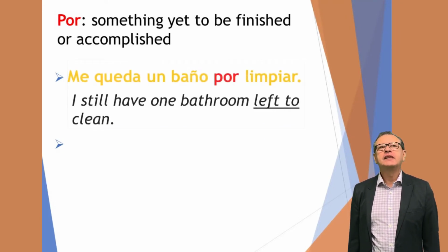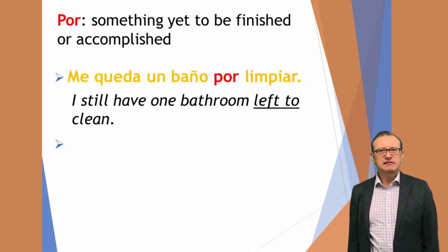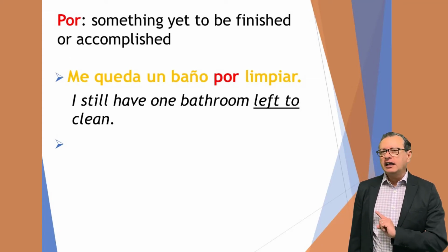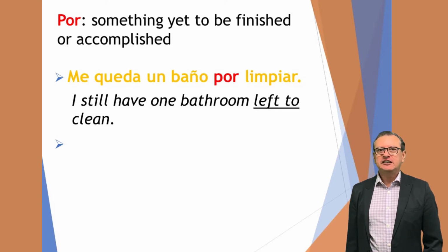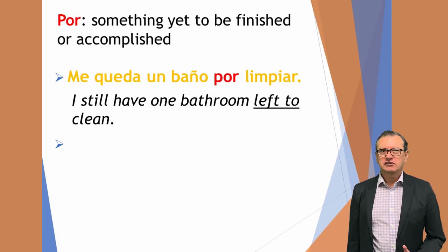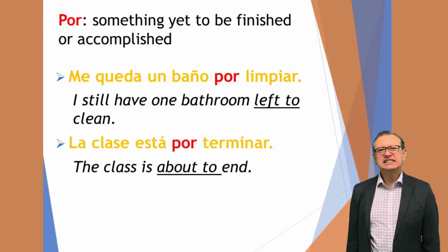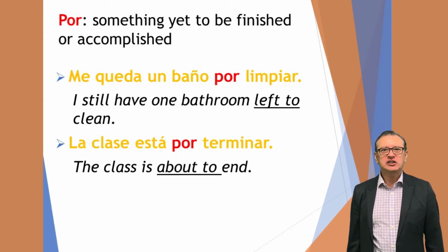Take a look. Me queda un baño por limpiar. I still have something left to be done. Even though limpiar is an infinitive verb, por is used. La clase está por terminar. In this sentence, something is about to be finished or accomplished.